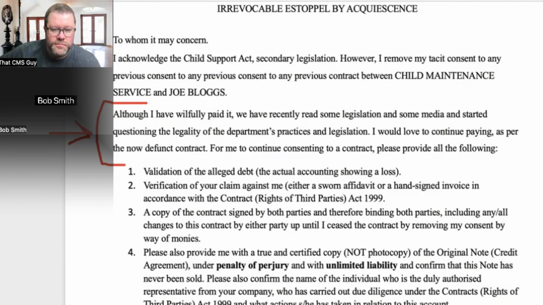Okay, so I'd encourage people to put their individual experiences in that first part. So moving on. What you're saying is that you would love to continue paying as per our defunct contract, but for anybody to do that, consenting to a contract, the CMS need to provide the following. And what do they need to provide?